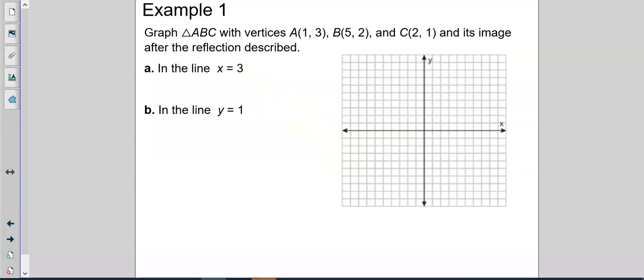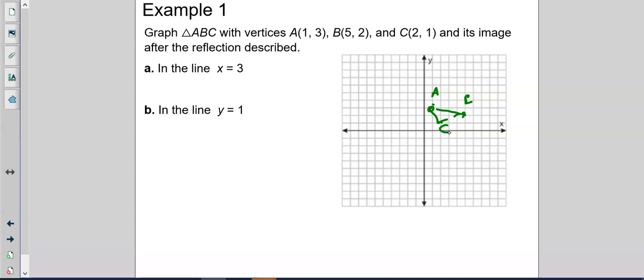All right, graph ABC with vertices A(1, 3). So we'll go right 1, up 1, 2, 3. Then B and C, counting across and up. Okay, so little triangle here. All right, so here's my A, here's my B, and here's my C.